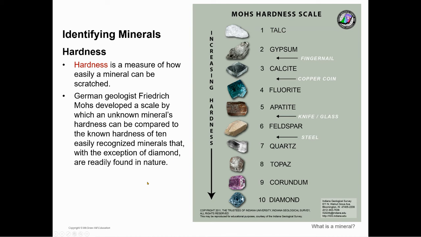The next property is hardness. How hard is that mineral? Hardness is a measure of how easily a mineral can be scratched. If you can scratch it with your fingernail, it's either gypsum or talc. If you can do it with a penny, a copper coin, it's going to be one of these three. If you can do it with a knife or a nail, or if glass scratches the mineral, it's going to be apatite down to talc. It's going to fall in here someplace.